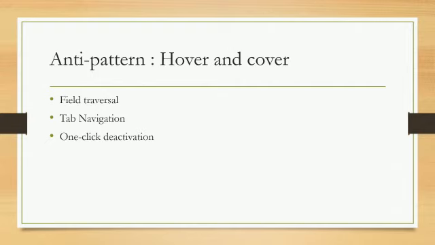There are some anti-patterns in input overlays too. They are field traversal, tab navigation, and one-click deactivation. What is field traversal? The problem arises while moving from one field to another. What is the field? The activation of the dialog box, the overlay. It is called the problem. And tab navigation is the problem which arises while moving from one tab to another. That's all about overlays. Thank you.